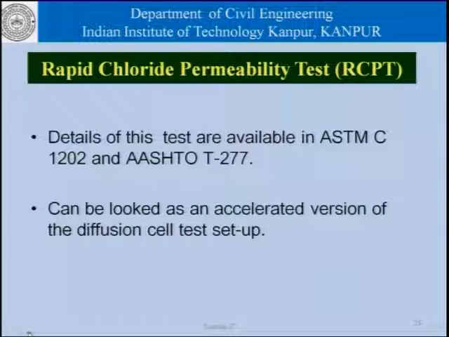Coming to the next test, which is the rapid chloride permeability test, the RCPT. The details of this test are available in the ASTM C1202 and AASHTO T277. I am leaving out the exact test methods given in these two documents, and what we can look at, we can look at this test as an accelerated version of the diffusion cell setup.